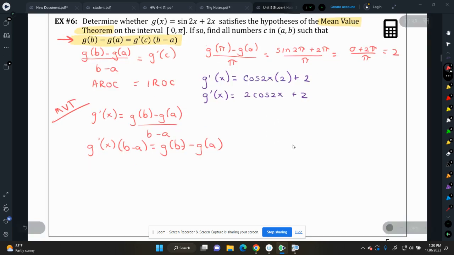So g prime of x, that's right here. So that's 2 cosine 2x plus 2 times b minus a. What's b minus a going to be? Pi minus 0 equals g of b, which we said was g of pi at 0, minus g of a, g of 0, which is, what did I do there?